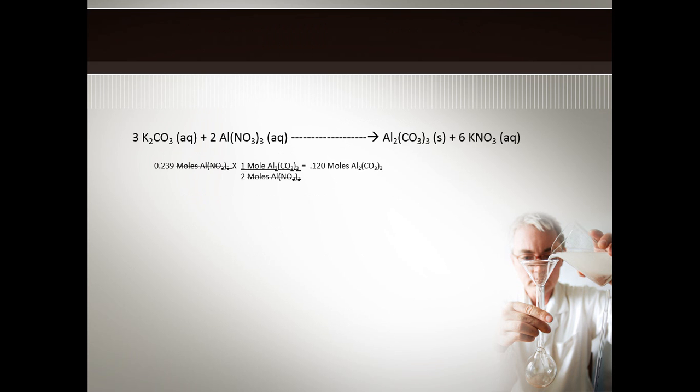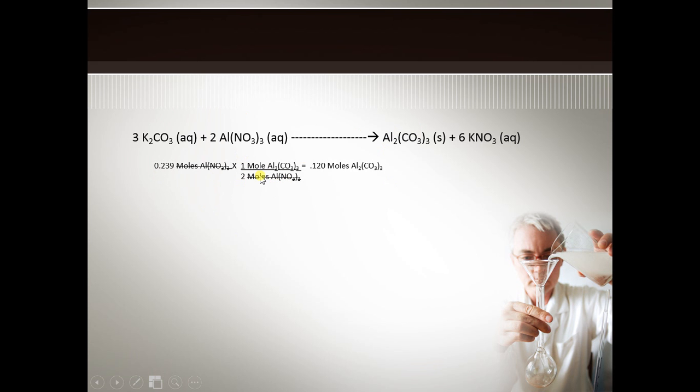So now that we've gotten to moles of aluminum nitrate, and this one's the aluminum nitrate, our problem wants us to figure out how many moles of aluminum carbonate, which is here, that we're going to make. Okay, so now we just look at that stoichiometric relationship. We've got 2 moles of aluminum nitrate to every 1 mole of aluminum carbonate. We just figured out that we had 0.239 moles of aluminum nitrate. So we've got that. Here's our molar relationship. For every 1 mole of aluminum carbonate, this one here, we needed 2 moles of aluminum nitrate.